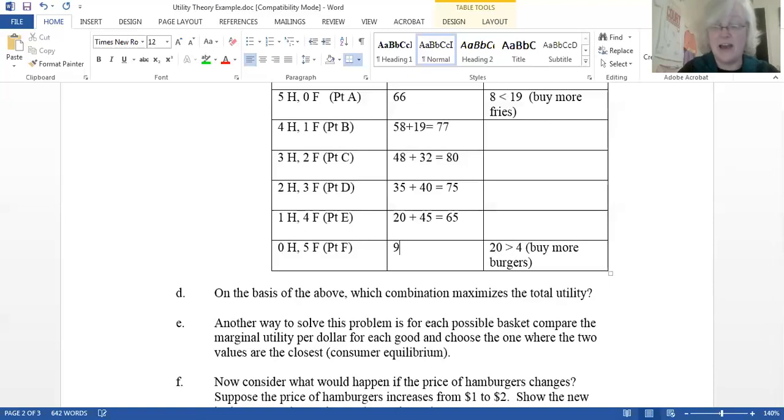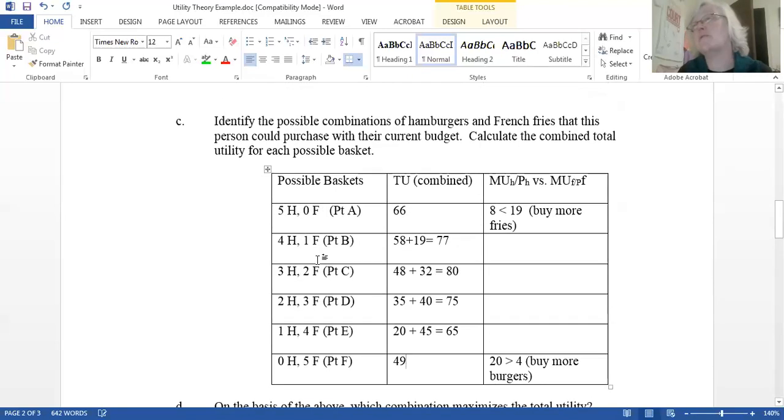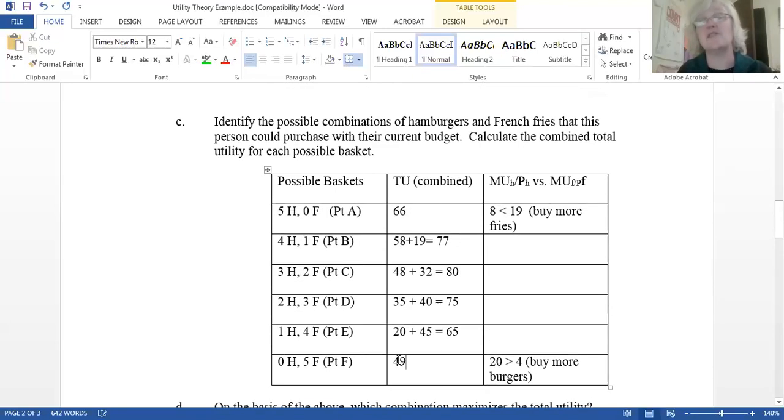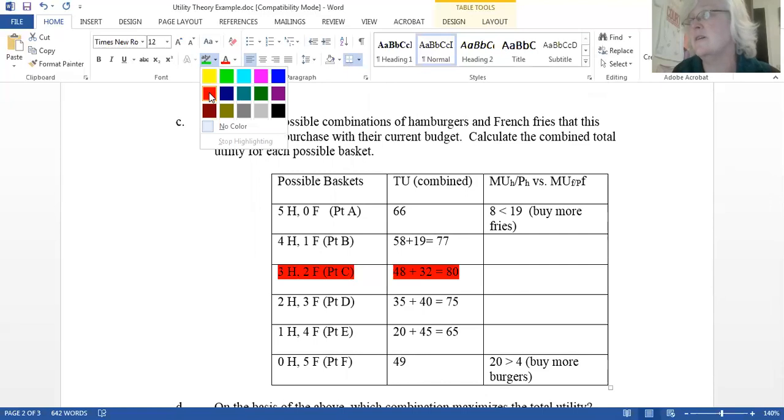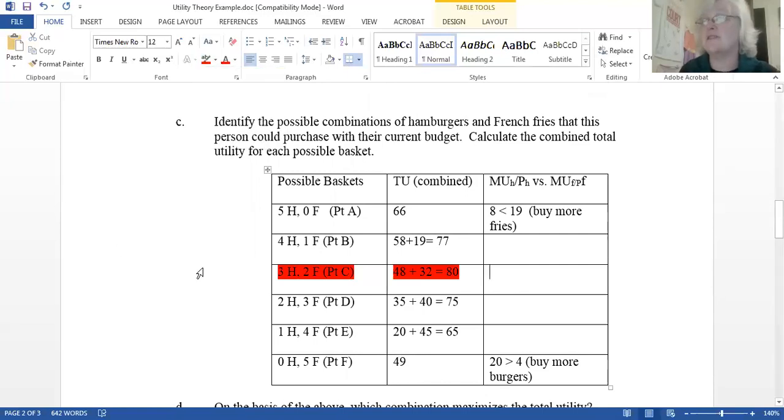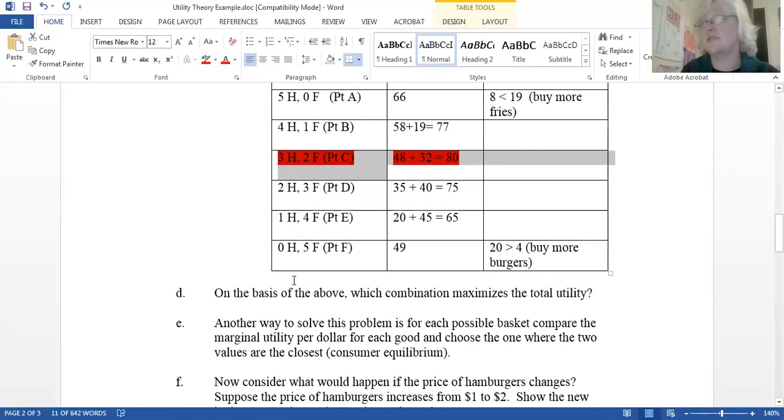So looking at all of my options, the one that's going to maximize my total utility, in this case, is this combination at point C. Let me highlight this one right there. That combination there gives me the most utility, okay?